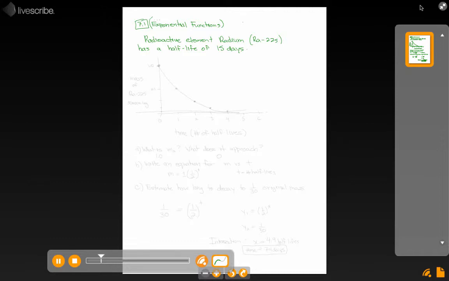You could have 1 kilogram, and then 15 days later you have half of a kilogram, because its half-life is 15 days. 15 days after that you'd have a quarter of a kilogram. 15 days after that you'd have an eighth of a kilogram, etc.